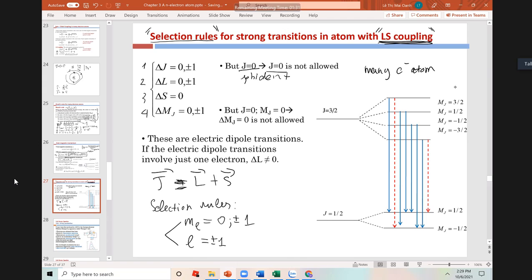Another forbidden transition is from J equal to 0, MJ equal to 0 to another state with delta MJ equal to 0. That is not allowed. With this state, there is no transition where delta MJ equal to 0. It is one forbidden transition.